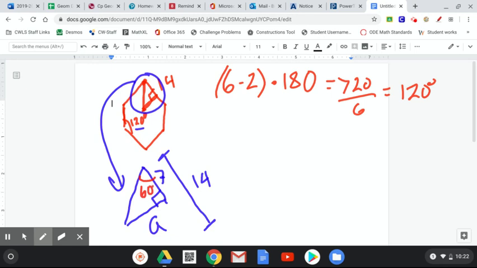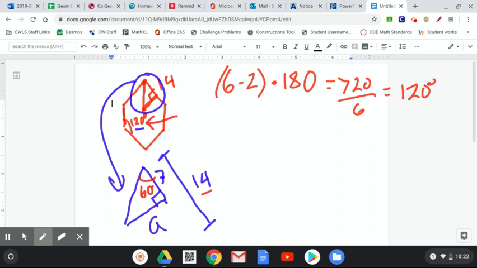And we found that because we have 120 right there. And we found that because we did the whole n minus 2 times 180 divided by how many sides there are, or divided by how many angles there are, to get 120. So we do that 720 divided by 6 to get 120. Now, we have our right triangle here, and we got to find the apothem. So we have 7, and that came from the 14. It's just half of 14, okay?